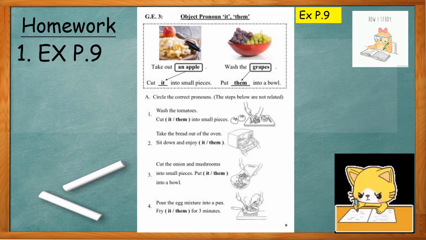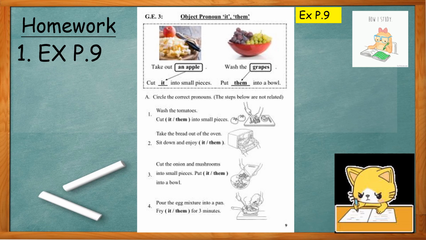For example number 1, take out an apple. Cut it into small pieces. The answer is it. The word it referred to an apple in the first sentence. An apple is a countable noun and there is only one, so we use it.